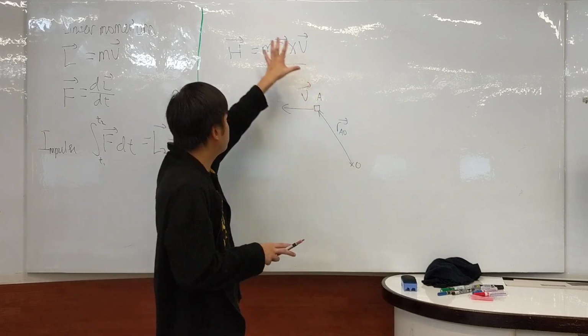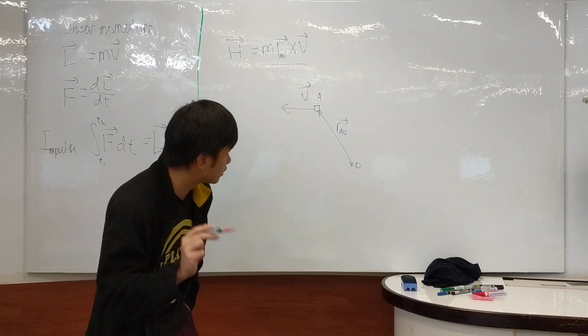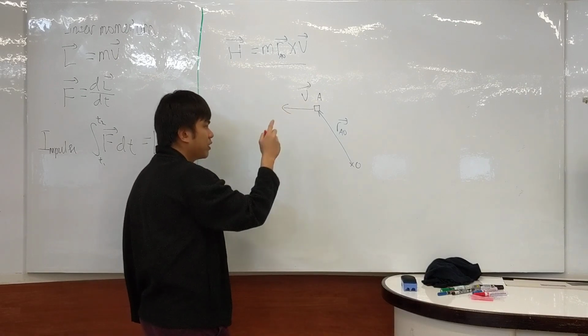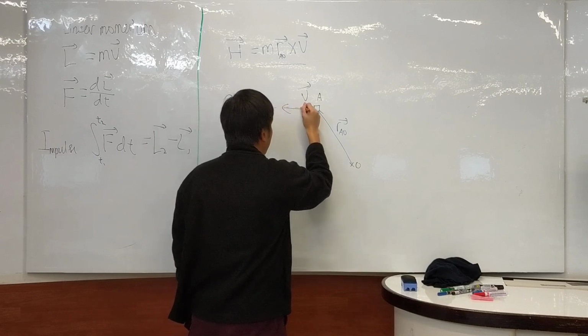The first method to simplify this equation is to first extend the velocity vector. So we have the velocity vector here, right? First of all, I extend it, both ways.